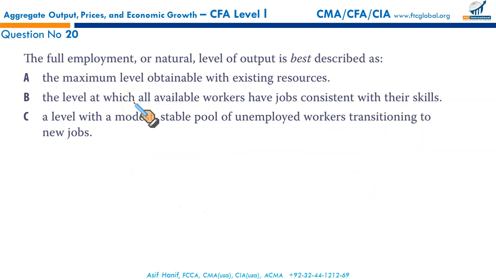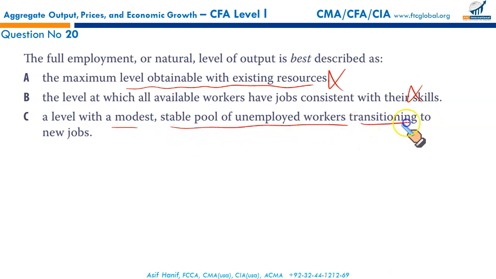Okay, next question number 20. The full employment or the natural level of output is best described as the maximum level obtainable with existing resources. Well, that will be potential GDP. The level at which all available workers have jobs consistent with their skills. Not true. There will be some stable pool of unemployed workers. Not all are employed. So the right option would be a level with a modest, stable pool of unemployed workers transitioning to new jobs.